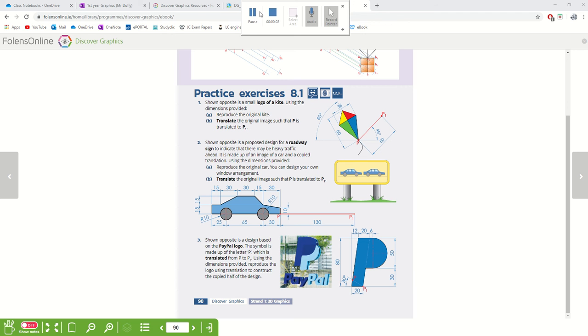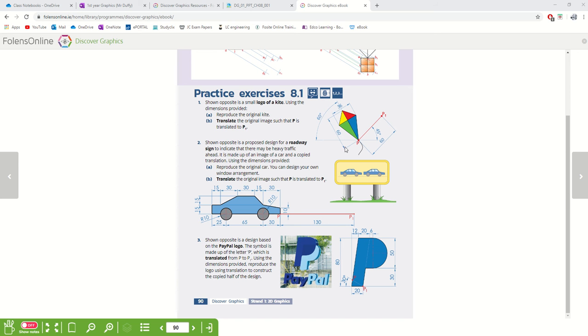Okay, so part of your work then as well is to complete exercise 8.1, questions 1 and 2. So it's this kite logo, and it's also this image of the car. In the kite logo, reproduce the original kite. It's at a 60-degree angle. You're going to use your 60-degree set square to draw a line at 60 degrees.